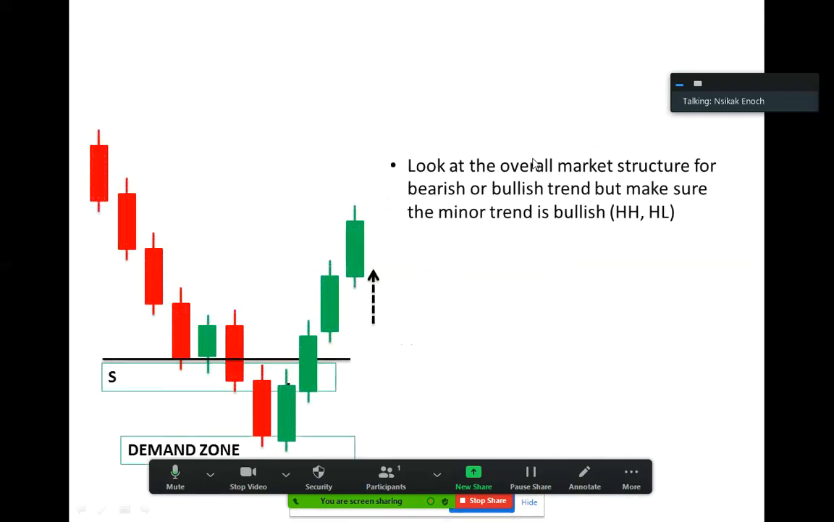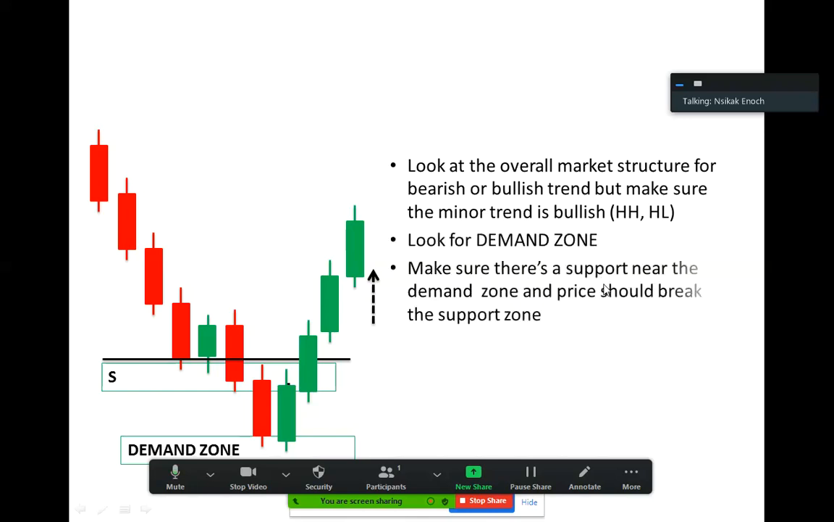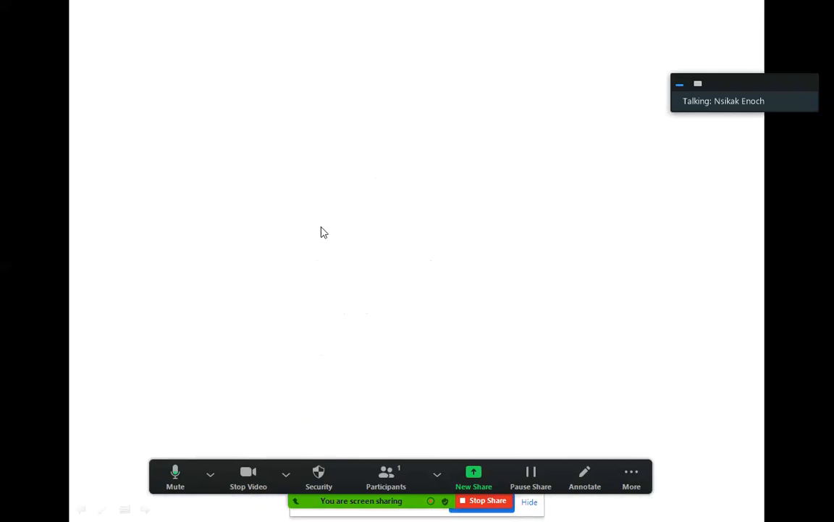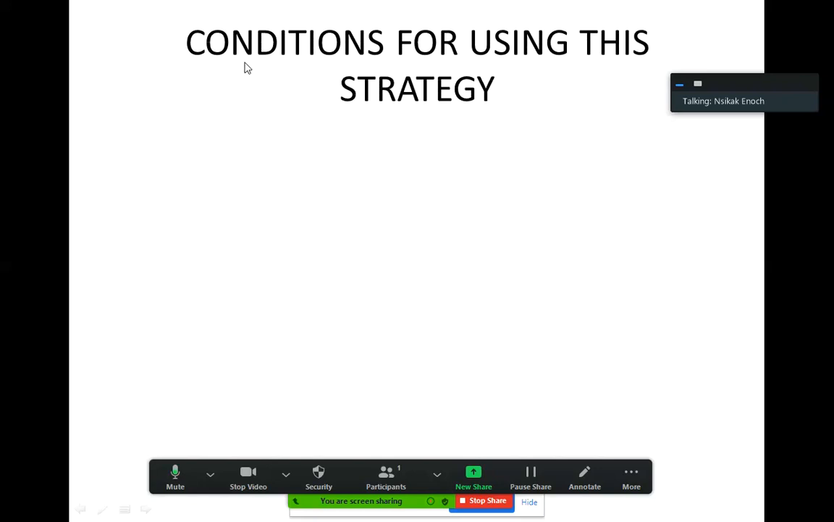So everything I explained yesterday. Same thing applicable to the demand. Look for a bigger trend market structure for bearish or bullish trend. Then the minor trend will be bullish, higher highs and higher lows. Okay. Then look for a demand zone. Then make sure that the support is near the demand zone and price should break the support zone. Okay, look for a reversal candlestick at the demand, then place your trade. You can place your trade on 1 minute, 3 minute expiry time, or 5 minute expiry time.